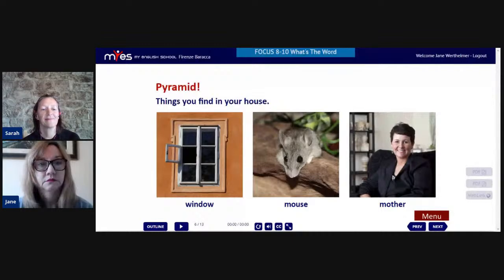Okay, so the next slide, we've got things you find in your house. How would you describe the first image, Sarah? Basically, when you're describing images, there's mainly a fixed list of things to consider. Firstly, we've got color. In the first instance, the color would be white, but there's a part of it that is clear or transparent. So you can talk about the color first of all.